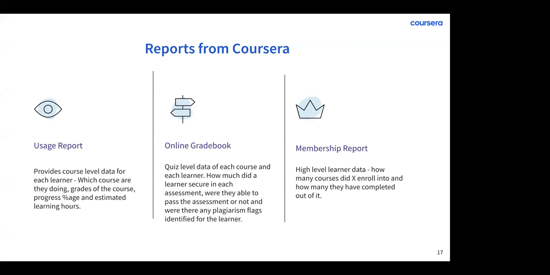So there are multiple kinds of reports which are available on the Coursera admin panel. So basically, you'll be able to see what are the courses that your students are taking, how much progress they have made in that particular course, and if they have completed the course or not. And once the student completes the course, the faculty is also able to see the final grade of the student as well as the certificate of the student.